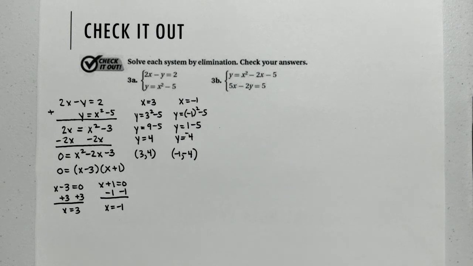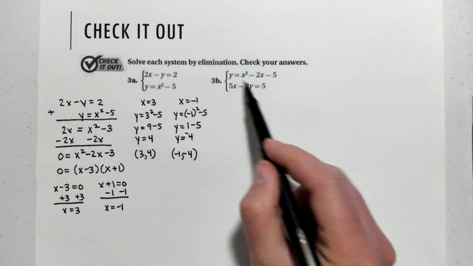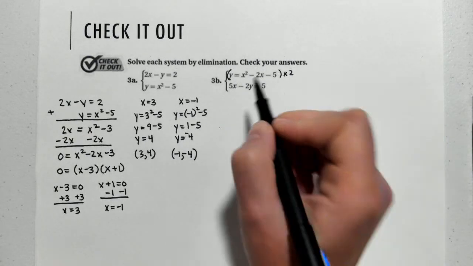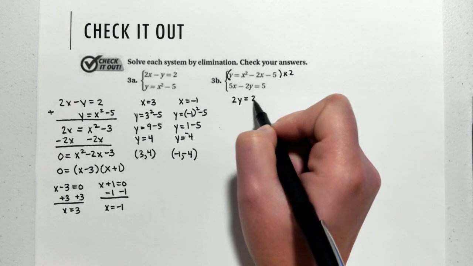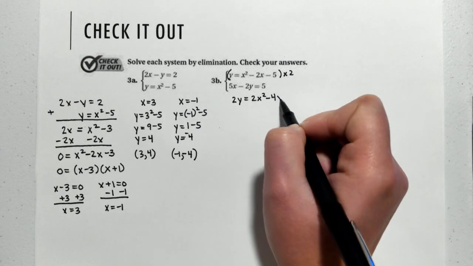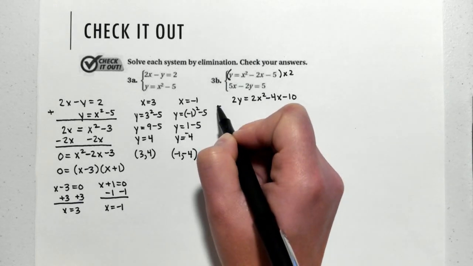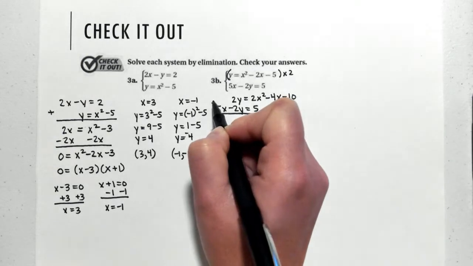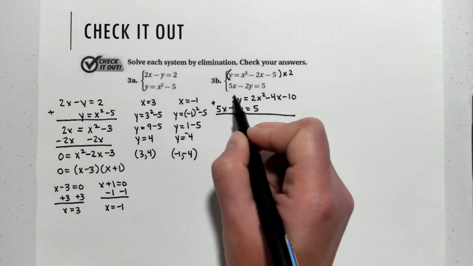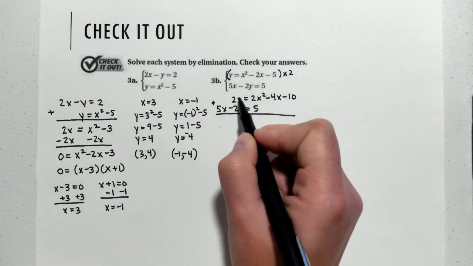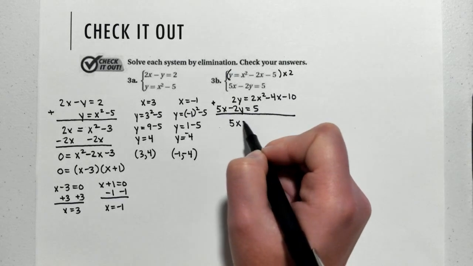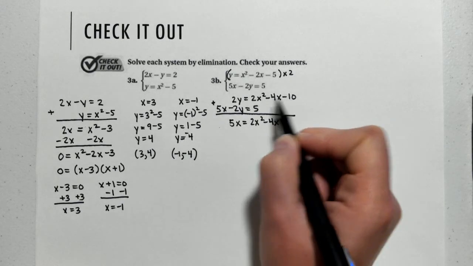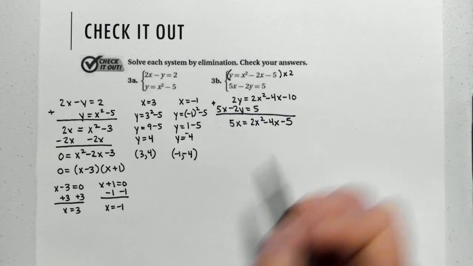For b, y's are opposite signs, but I need to get that coefficient to be the same. So I'm going to multiply my first equation by 2. So I have 2y equals 2x squared minus 4x minus 10. So I'm going to have my second equation underneath, and I'm going to add down and combine my like terms. So the 2y and the minus 2y will give me 0. So I have 5x equals, over here, 2x squared minus 4x. Negative 10 plus 5 will give me negative 5.